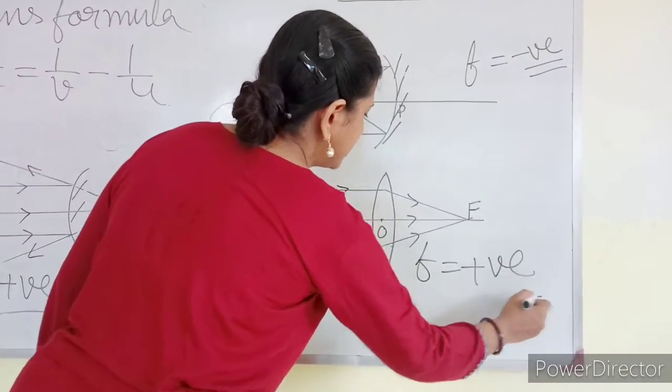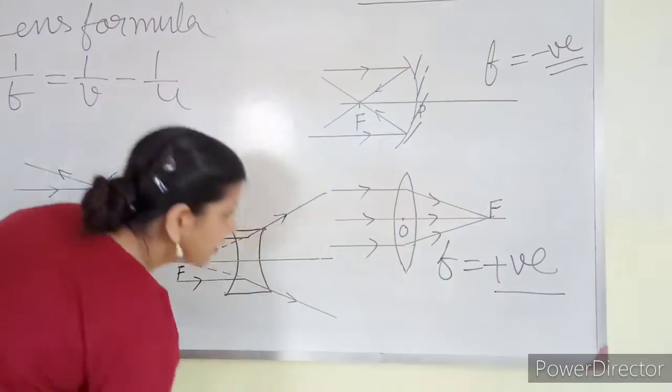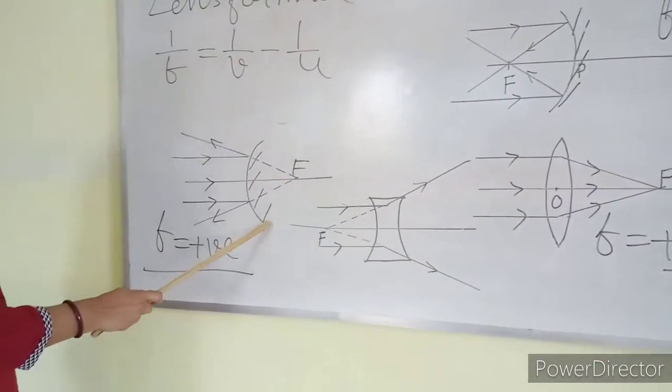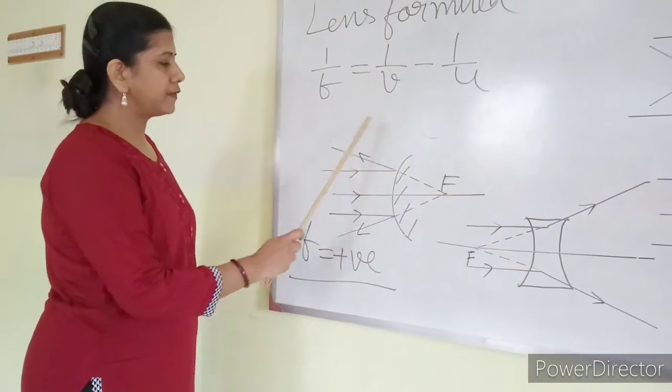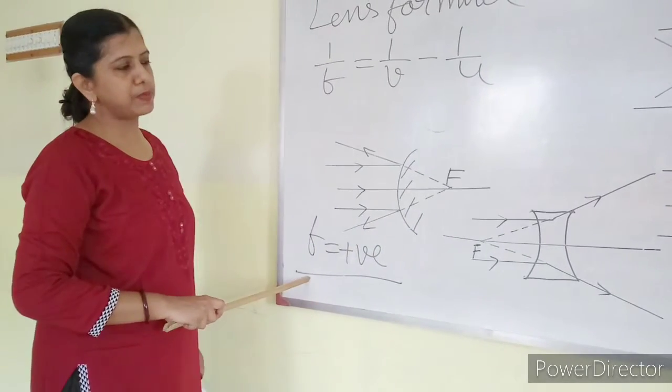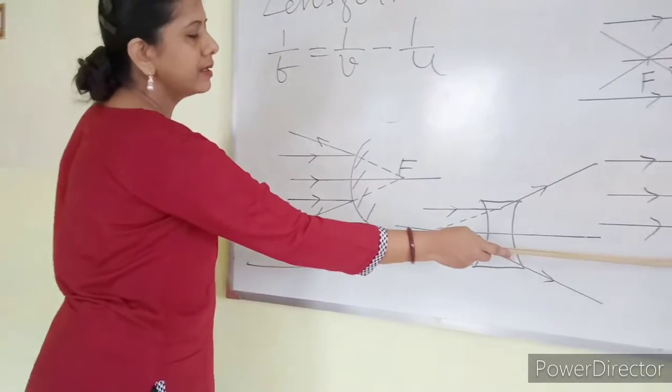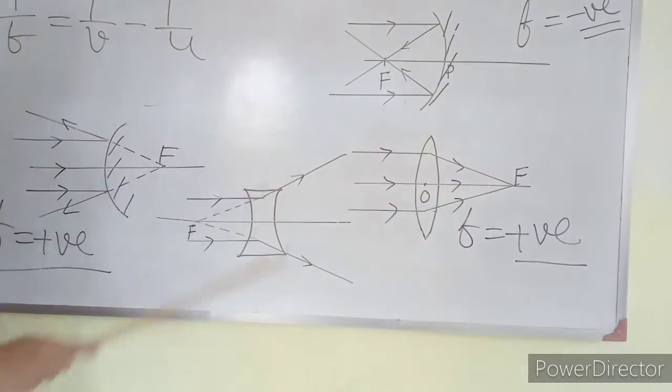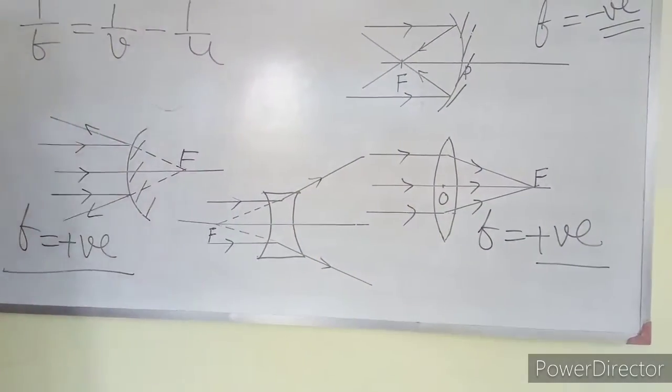This one is positive. This one is similar to this one. Here also the focus point is on the opposite side, so the focal length is plus. Similarly here also the focus point is on the opposite side, so it is a plus value.